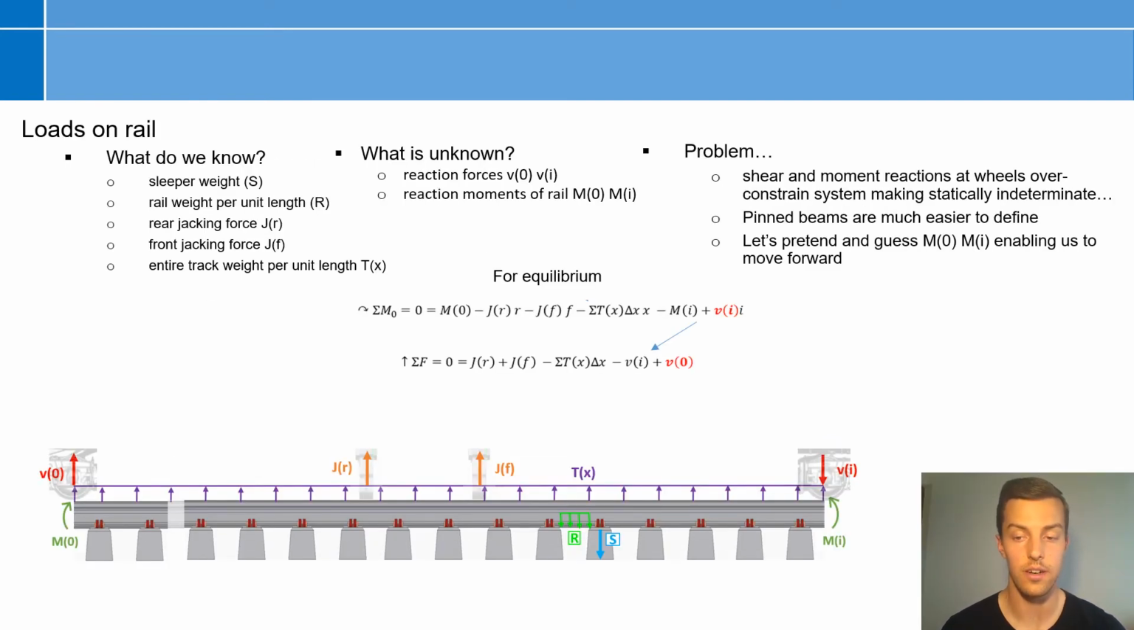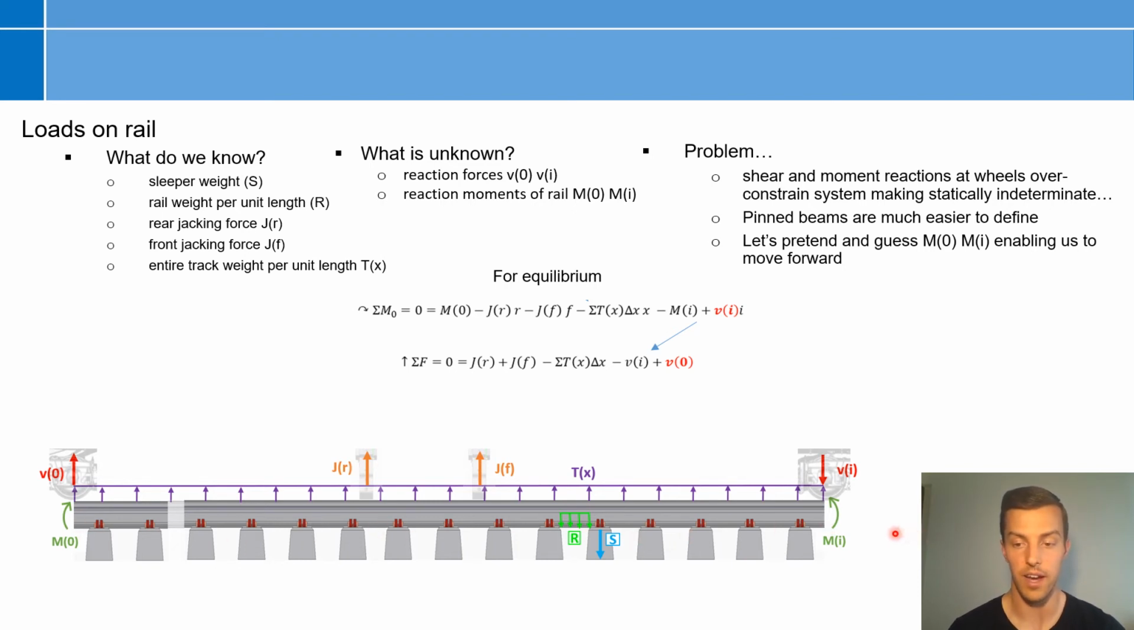So we know our section of track is subject to different loads. What are those loads in particular? Well, we know that our sleeper weight plus our rail weight per unit length equals the entire track weight per unit length. And just for convention, I have the entire track weight pointing upwards, but the value is actually negative. And we know our jacking forces at the front and rear. So what do we not know? We don't know our reaction forces at the left and right boundaries, and we don't know our reaction moments at our left and right boundaries.